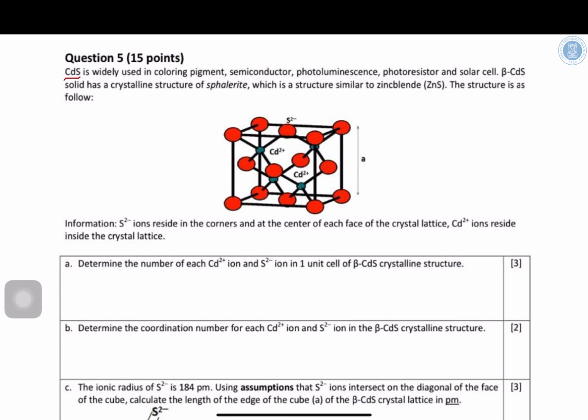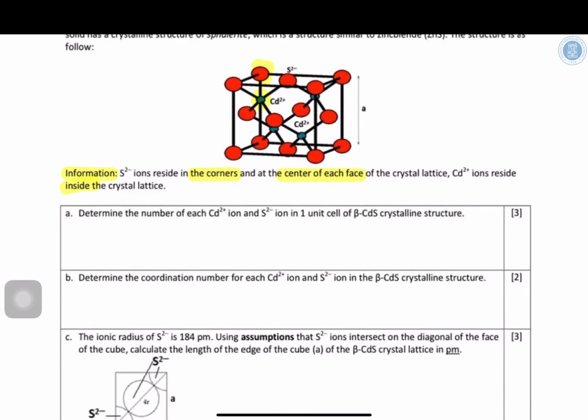So we have the red ball over here, which is the sulfide ion, and we have the smaller cation over here, which is cadmium 2+. And then there's some information over here which says that the sulfide ions reside in the corners and at the center of each face of the crystal lattice, while the cadmium 2+ ions reside inside the crystal lattice.